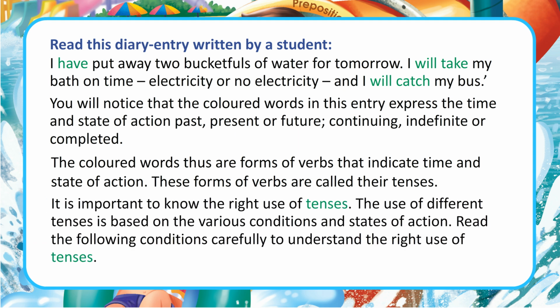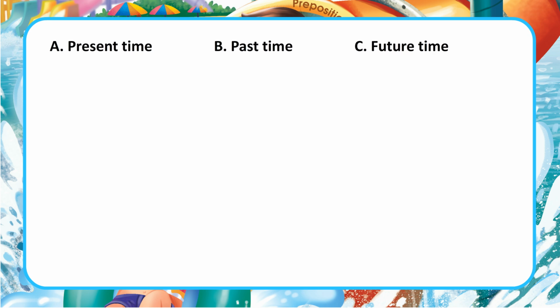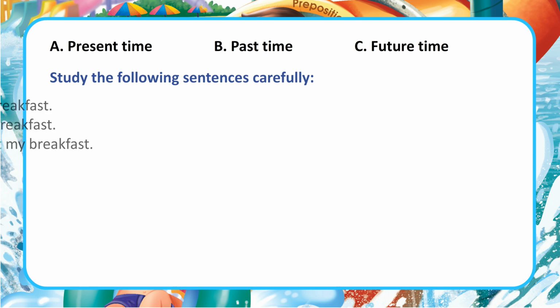It is important to know the right use of tenses. The use of different tenses is based on the various conditions and states of action. Read the following conditions carefully to understand the right use of tenses. We can say that a verb refers to 3 frames of time: A. Present time, B. Past time, C. Future time. Study the following sentences carefully.